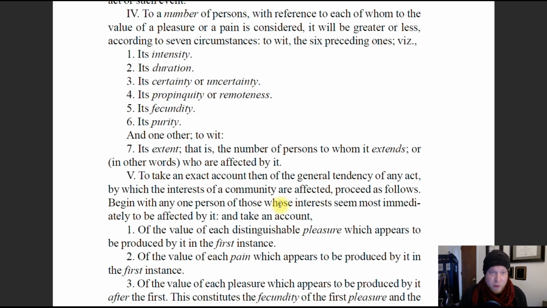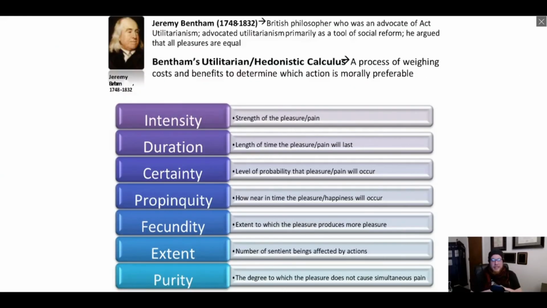He says, for a number of persons, with reference to each of whom the value of pleasure or pain is considered, it will be greater or less according to 7 circumstances, to wit, the 6 preceding ones, vis-a-vis its intensity, its duration, its certainty or uncertainty, its propinquity or remoteness, its fecundity, its purity, and one other, to wit, its extent. So some of these words, I'm sure, are unfamiliar to many of us. So let's dig into what these terms mean, and we'll look at it by means of a chart that I've put in this way.